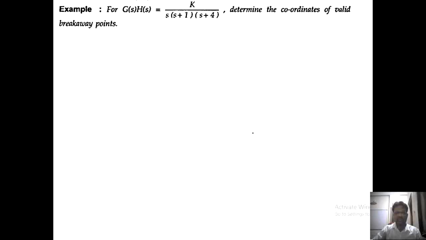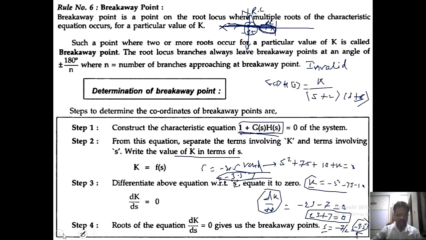Today's topic is root locus, and we are dealing with the rules of construction of root locus. This is rule number 6, calculation of breakaway point. In the last lecture we studied the steps. So how to find the breakaway point?